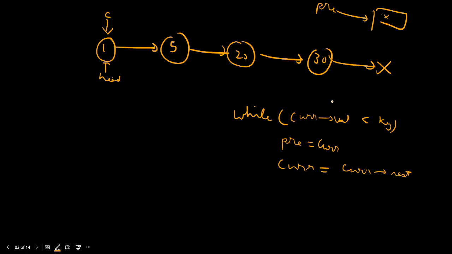Now let us trace it for here. Now our key is 0. While cur's value is less than key. Cur's value is 1. Is 1 less than 0? 1 is not less than 0. So the condition becomes false and I don't even enter the loop once. So this is the state of my pointers. Pre is pointing to null currently and cur is pointing to the head.